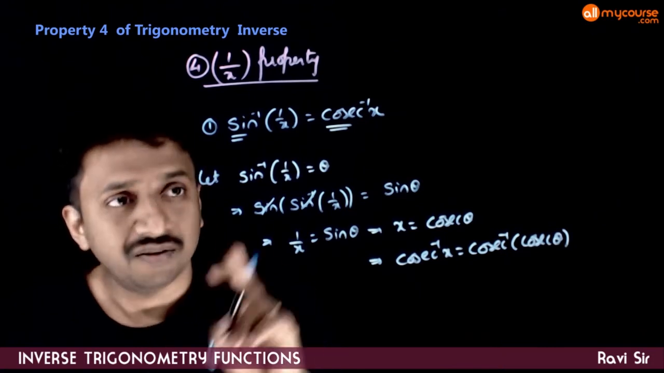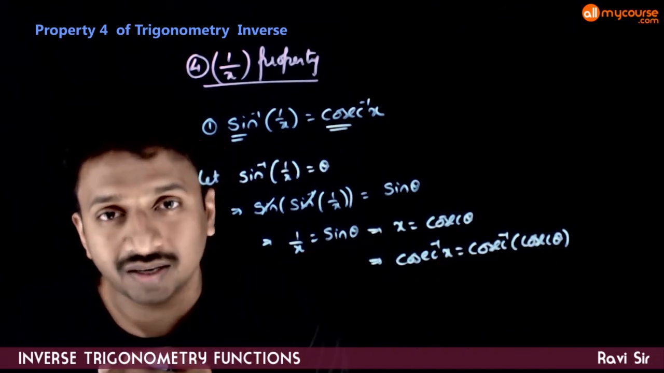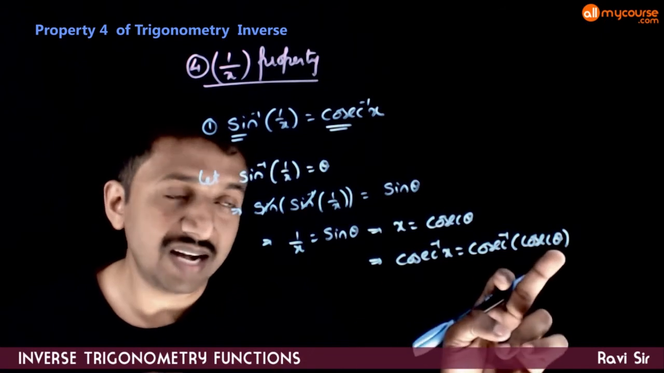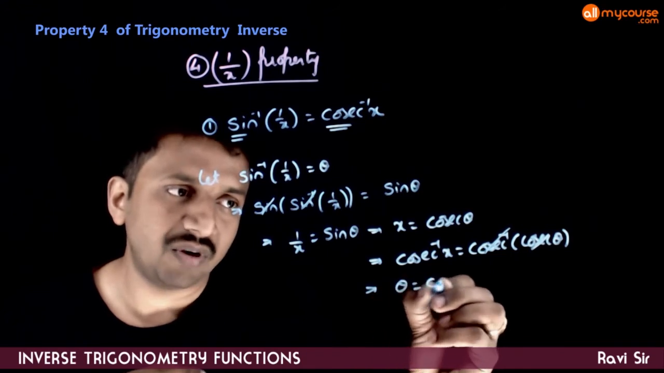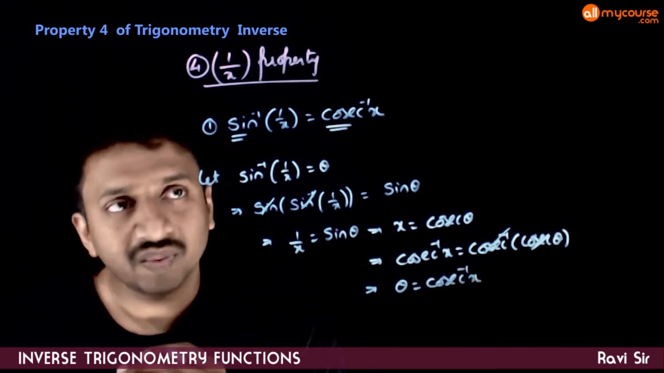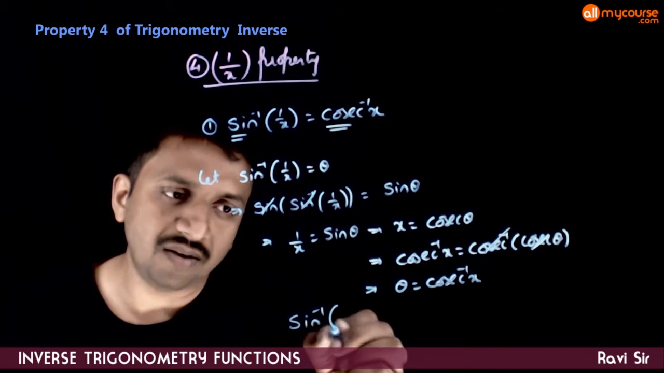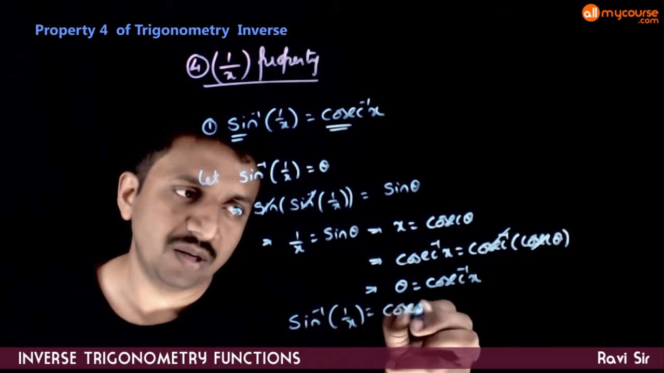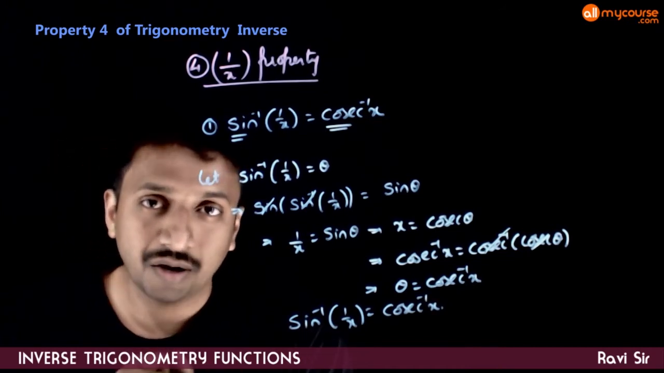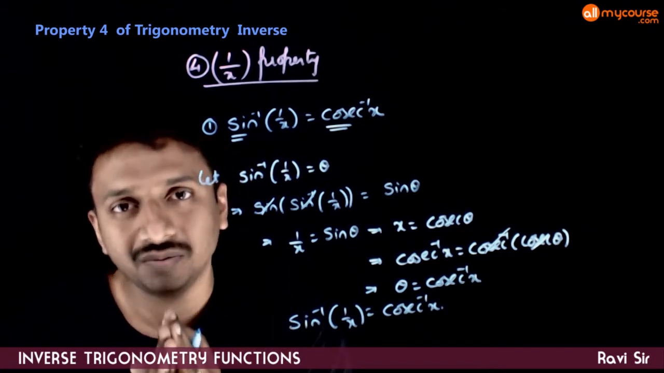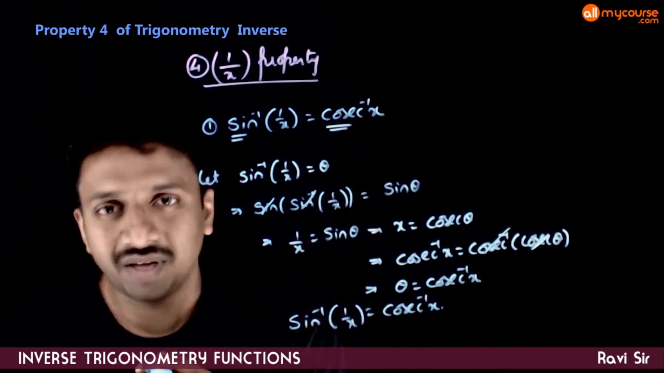Now as we have seen, for positive x, theta lies in the first quadrant, and for negative x, theta lies in the fourth quadrant. So wherever theta lies, theta is in the range of cosecant inverse, so these two get cancelled. So theta is equal to cosecant inverse of x, and theta is also equal to sine inverse of 1 by x. So sine inverse of 1 by x is equal to cosecant inverse of x. A similar derivation works for cos inverse of 1 by x equal to secant inverse of x, because both the ranges are the same, so you get exactly the same derivation.